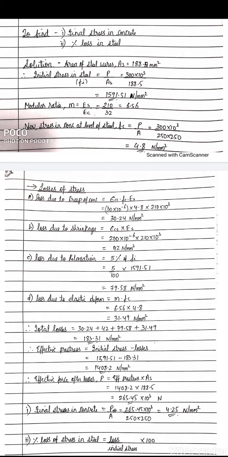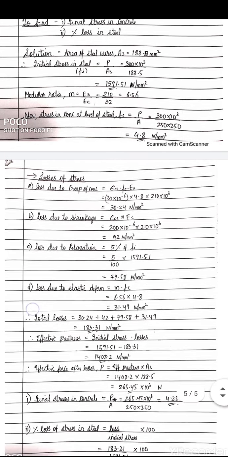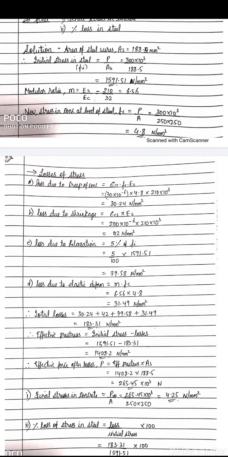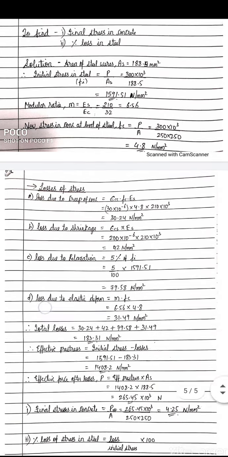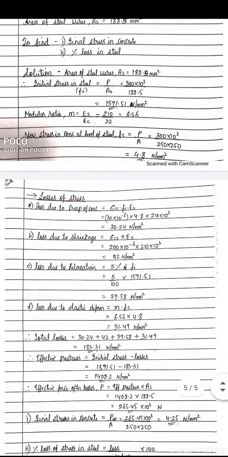Now with the help of this effective pre-stress, can you find out the effective force? Yes, we can. Effective force is given by effective pre-stress into area of the steel. Effective pre-stress we already got. That gives us the value of effective force after all the losses, which comes out to be 265.45 kilonewton. Now what is the first part of the question? The first part is to find out the final stress in concrete. The final stress in concrete is nothing but the effective force upon the area of the section. Effective force we got as 265.45 kilonewton, and area of the section is nothing but 250 by 250. So that comes out to be 4.25 Newton per mm square.